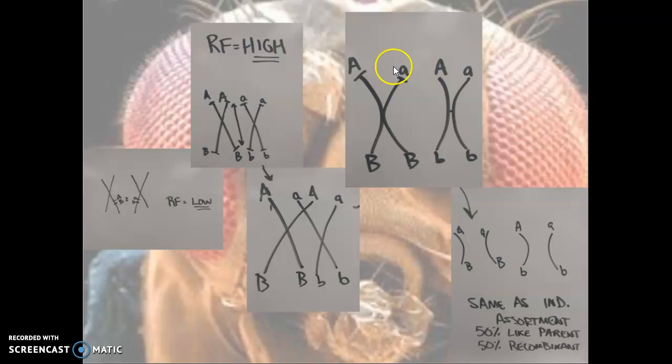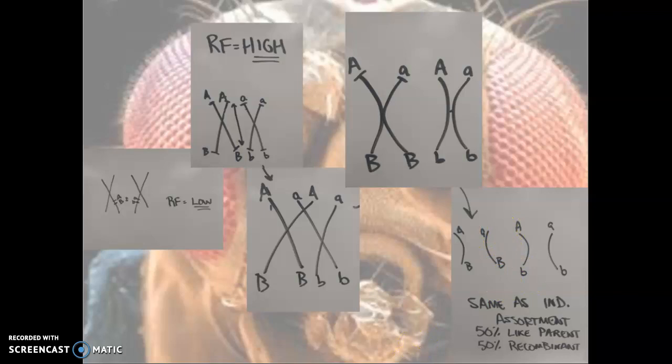And then the end result here is you're going to end up with sperm or egg that are big A big B, little a big B, big A little b, and little a little b. Notice that this one here is just like the parent, and this one here is just like the parent, and you get half of them being recombinant. They represent half of all of the types of offspring. So that's the same as independent assortment at that point. We don't really know if they're on the same chromosome or not. So 50% are like the parent and 50% are recombinant. That's why your recombination frequency tops out at 50%. You can't get higher than that.